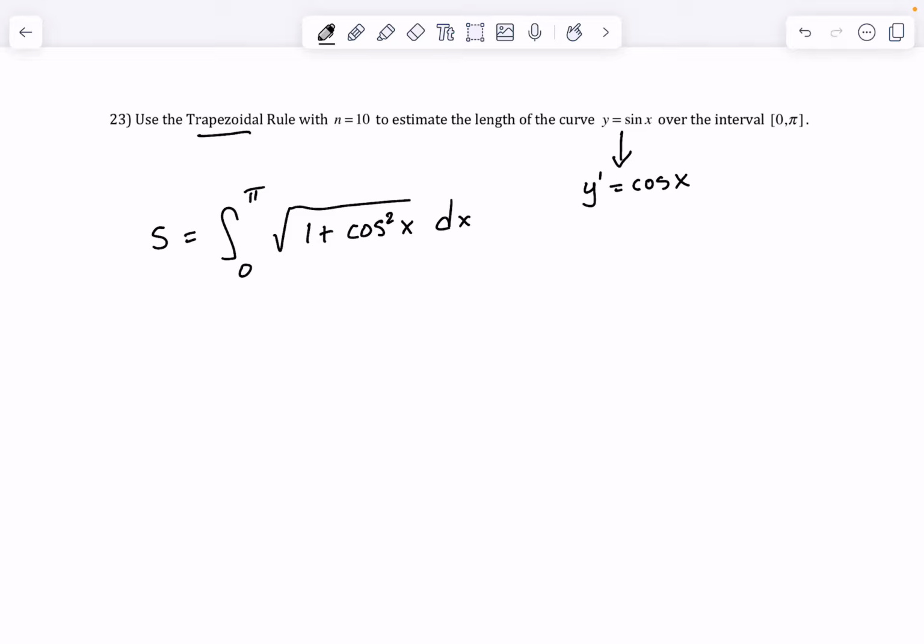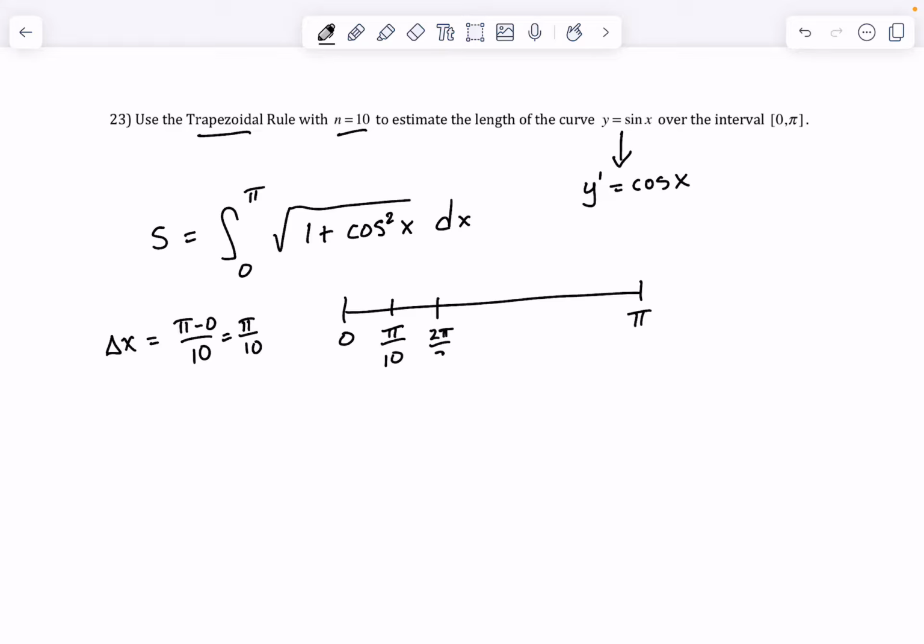And then we're going to use the trapezoidal rule with n equals 10 to estimate this integral. So we have the interval going from 0 to pi, and I can find delta x. So just subtract pi minus 0 divided by 10. So of course that's pi over 10. And so the first interval will go from 0 to pi over 10, and then to 2 pi over 10, and 3 pi over 10, etc. Until eventually I get down here to 9 pi over 10.